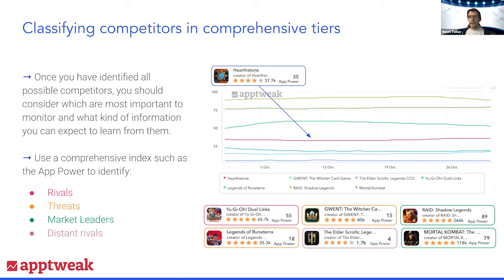The fourth category would be distant rivals, and that's the example of the Elder Scrolls Legends, a game that also has very similar gameplay to Hearthstone, but whose app power is very much lower and therefore does not necessarily need to be monitored at the same frequency just because they're not in a position to threaten Hearthstone right now.